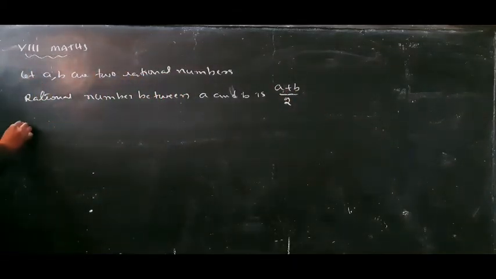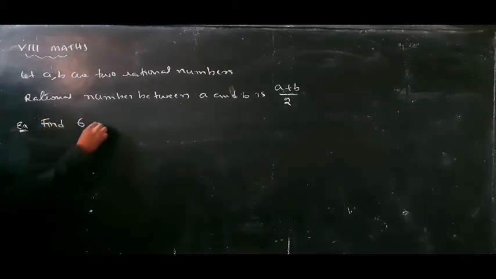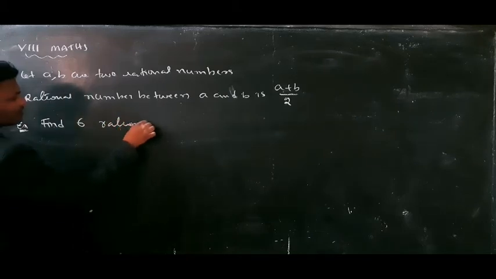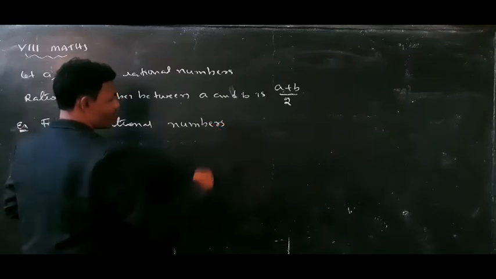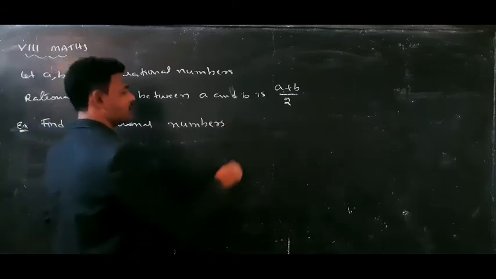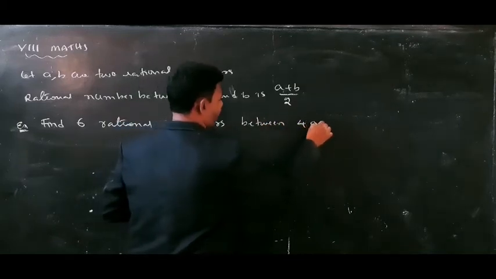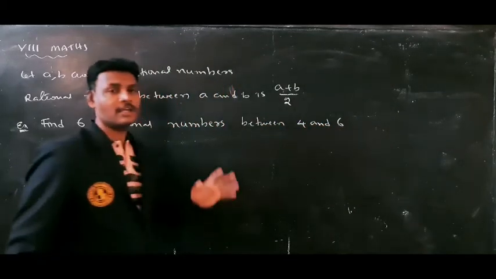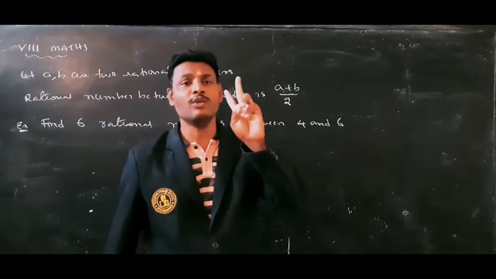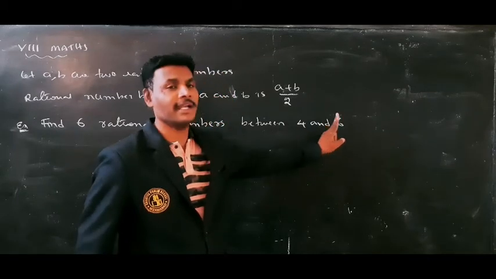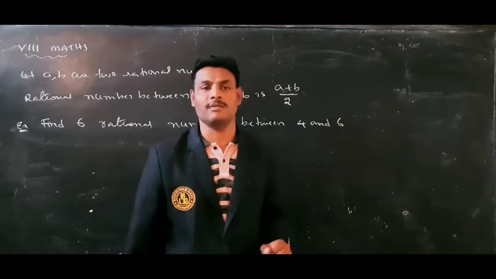Here is one important question. Example: find 6 rational numbers between 4 and 6. Here I know only 2 rational numbers, that is 4 and 6. So between these 4 and 6 you have to find 6 rational numbers.